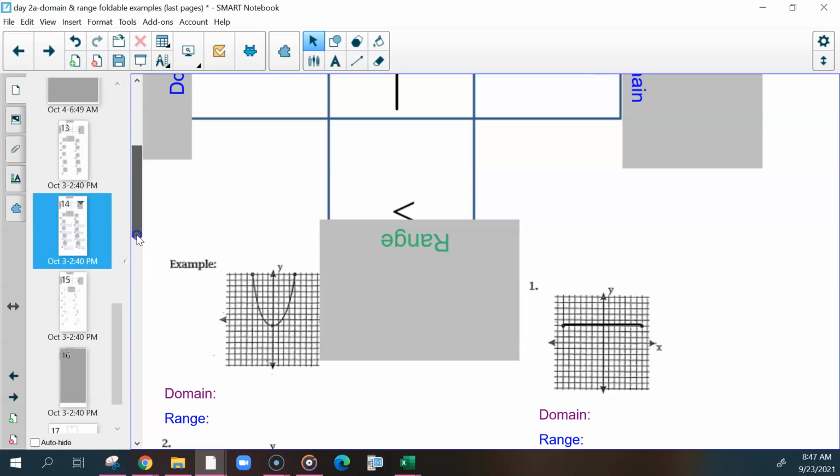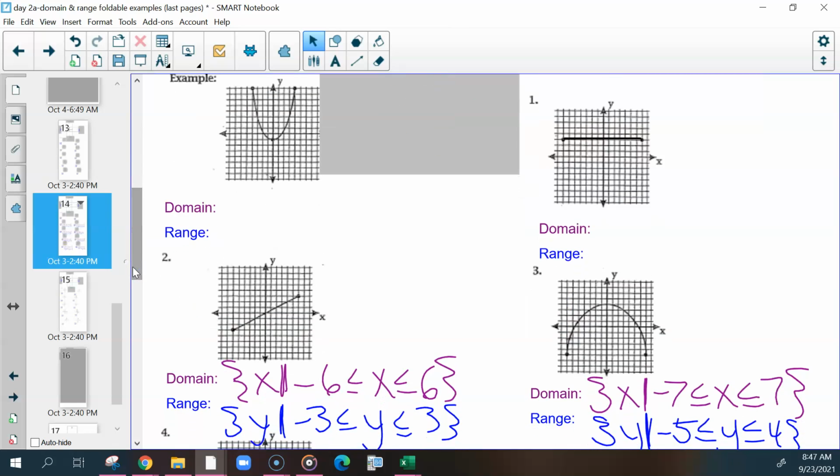I remember we did some of these together, but I don't remember which ones. I remember example number 1. I feel like we did some others, but I cannot remember.